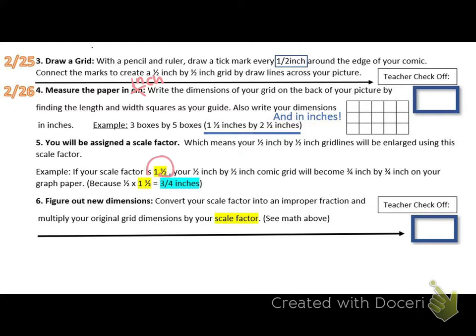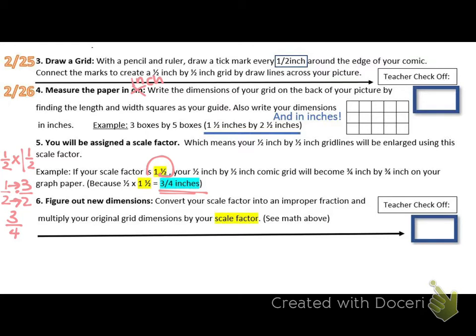My scale factor was 1.5. So I took 1/2, which is my grid, right, 1/2 inch, and I multiplied it times 1.5. Okay, so whenever you multiply a fraction by a mixed number, what do I have to do to this mixed number? Turn it to an improper fraction. What is 1.5 as an improper fraction? 3/2. And 1 times 3 is 3, 2 times 2 is 4, which is where we got my new scale would be 3/4. I would put a tick mark at every 3/4 on my bigger picture.